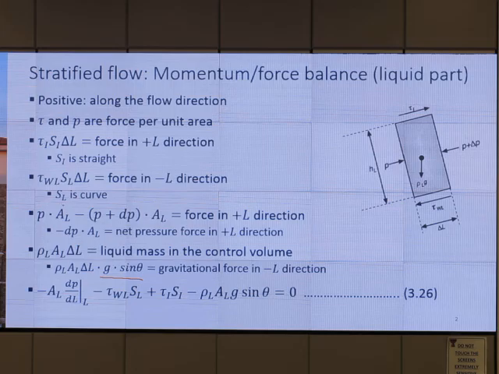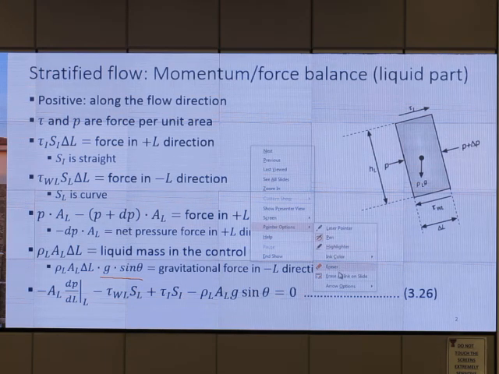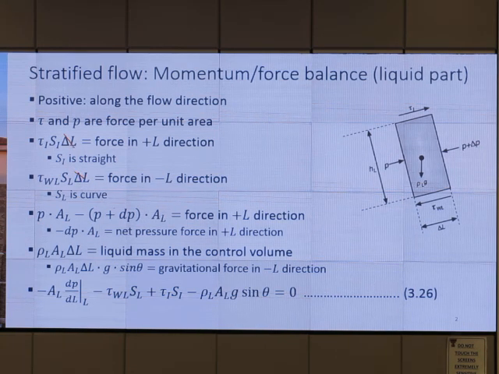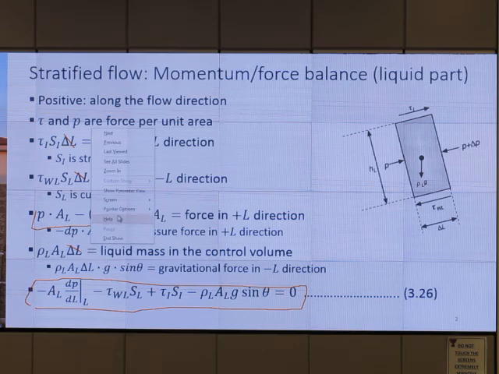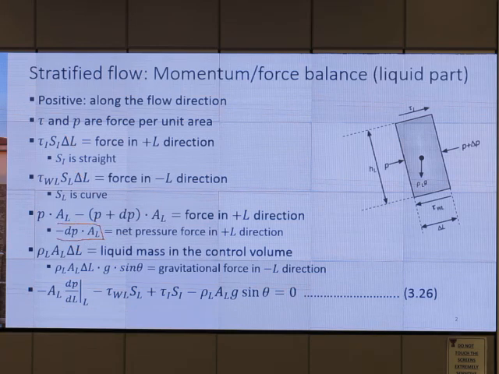So put all forces together, you will see that every term has delta L, except the pressure term. Put everything together, divided by delta L, we get this equation. The first term comes from minus dPAL, just divided by delta L, and take the limit of delta L going to 0. Second term is tau WLSL, which is this one, divided by delta L. It is in the negative, minus L, so we put a minus sign here. Tau I is positive direction, so it's positive tau ISI. And this is the pressure drop equation.